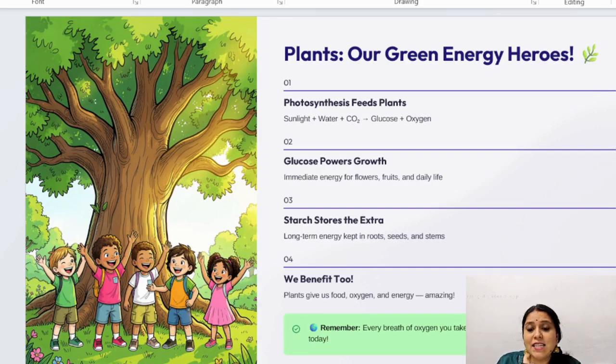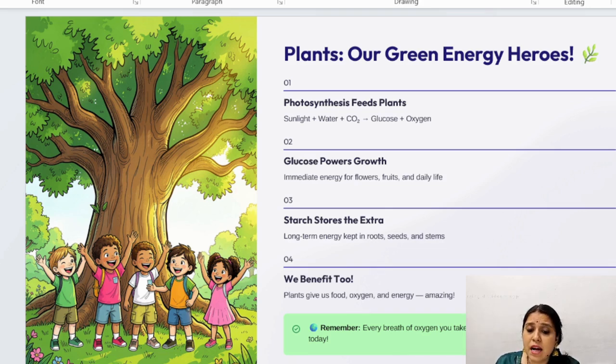Now let us conclude our topic, children. What we have learned. So plants are truly Earth's green superheroes. They make food, they store energy, they give oxygen, and also they support life on Earth. And what if the photosynthesis process doesn't happen, children? There would be no oxygen. Just think of the consequences, children. No oxygen, no food, no life.